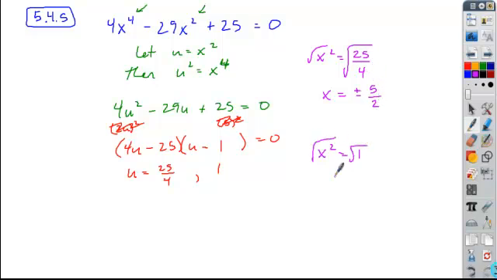And extract the square root here, I get x is equal to plus or minus, again, take into consideration the positive and negative root of 1. And so I wind up with 4 different solutions, plus or minus 5 halves and plus or minus 1.